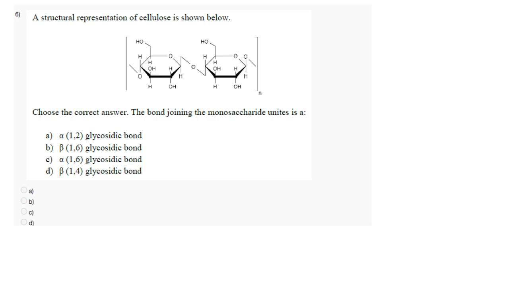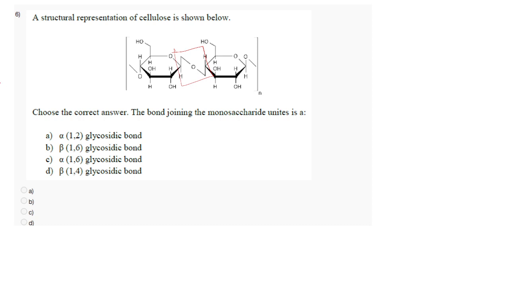The structural representation of cellulose is shown below. Choose the correct statement: the bond joining the monosaccharide units. So it is asking what this linkage is called. Alpha 1,2 glycosidic bond, beta 1,6 glycosidic bond, alpha 1,6 glycosidic bond, beta 1,4 glycosidic bond.